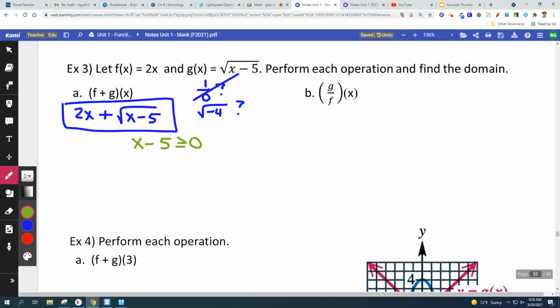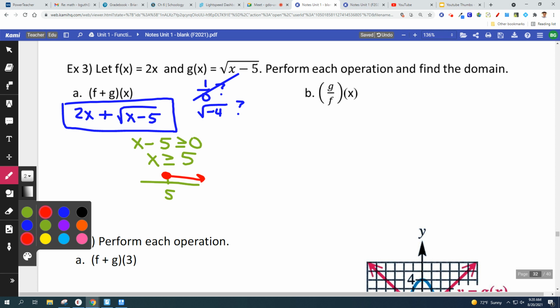I'm going to add 5, so x is greater than or equal to 5. That has to be the case. If that's not the case, I'm going to get the square root of a negative number. That's not real. All right. So if you look at a number line, you would have a filled in circle and an arrow to the right. So remember that's infinity. So your domain is going to be bracket 5 to infinity.